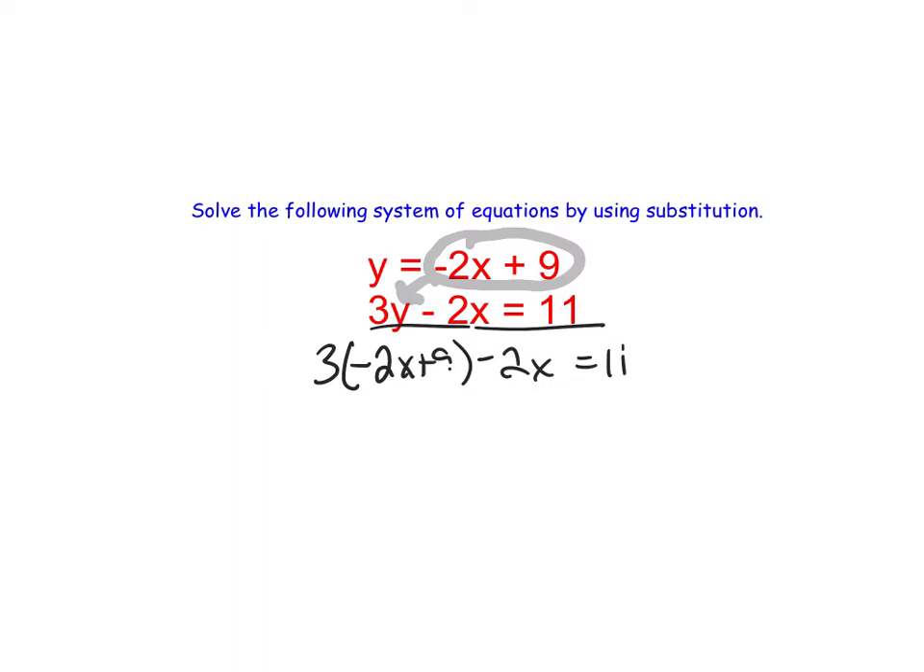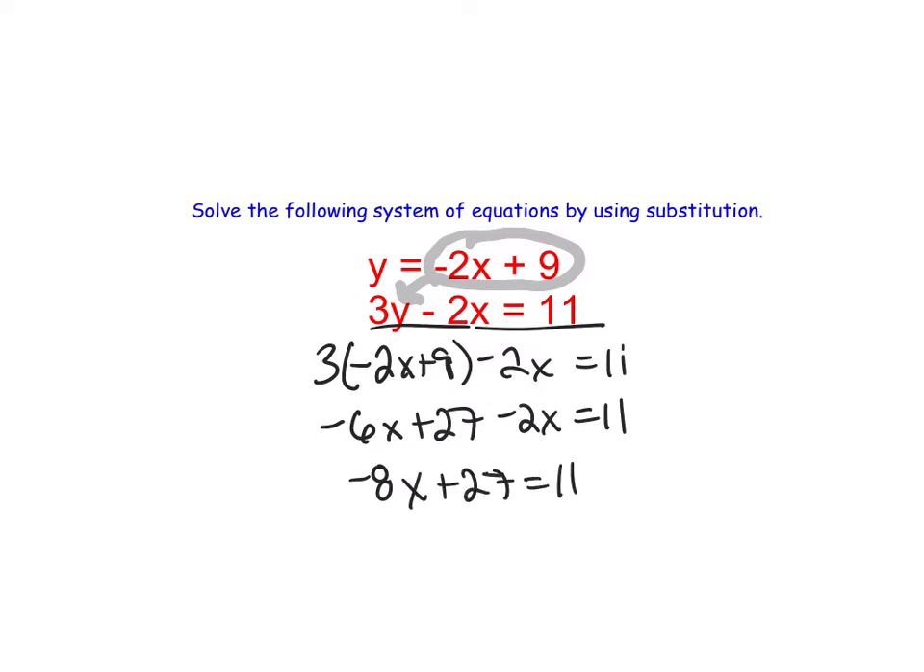Parentheses are good because that's 3 times y. So it's going to be 3 times this whole thing. I don't know why my pencil is glitching. So my 3 is going to distribute. And now we have a simple algebra problem where we're just trying to get the x's together. Move the 27 over by subtracting. You get -16. Divide by -8 and you get 2.